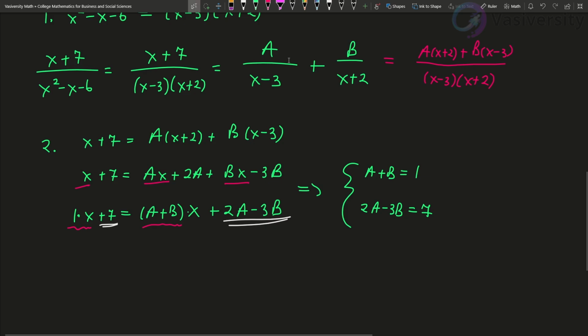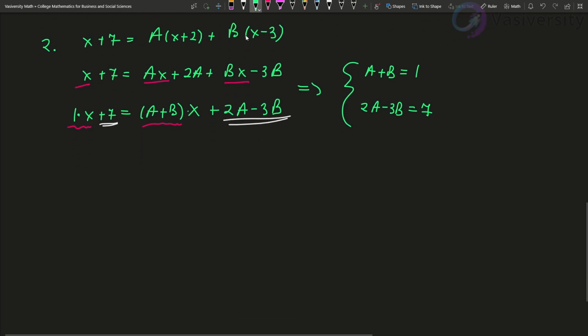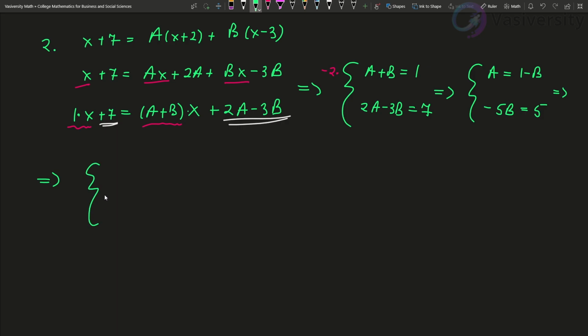So let's use the techniques that we learned in the linear systems. So here's a 2 by 2. What I'm going to do is multiply the first equation by -2, add it to the second one, and replace the second one. So here I'm going to have negative 5b is equal to 5, and a is equal to 1 minus b. So we will have that b is equal to -1, and a is going to be 1 minus (-1), that's plus 1, which is equal to 2.